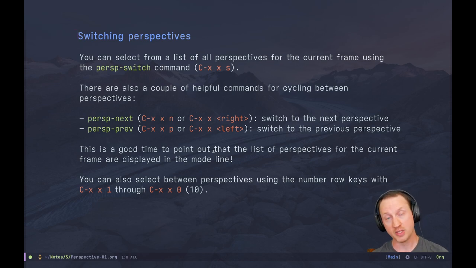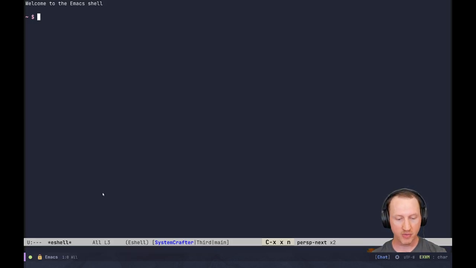One other way to quickly switch between them is to use the Control X, X and the number row keys to switch between the numbered ordering of the current perspectives you have open in the frame. So in this example we have here, one would be assigned to the System Crafter perspective, two would be assigned to third, and three would be assigned to main.